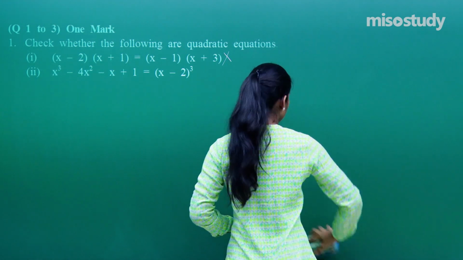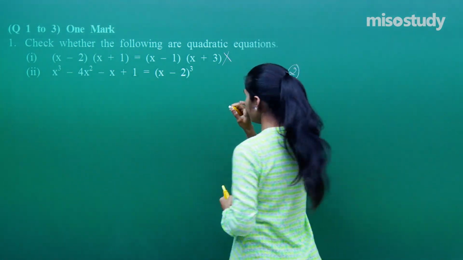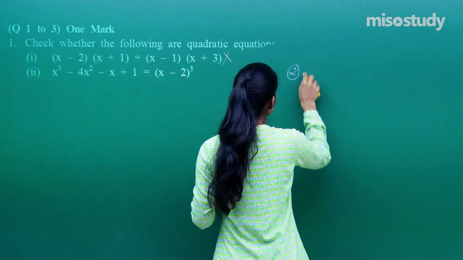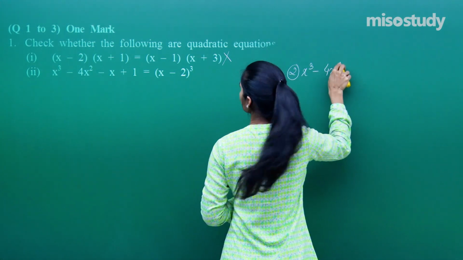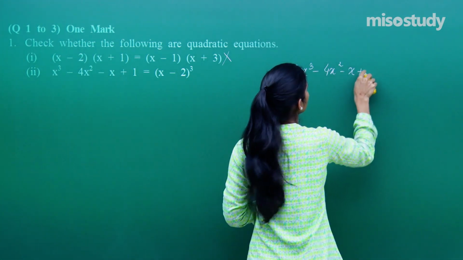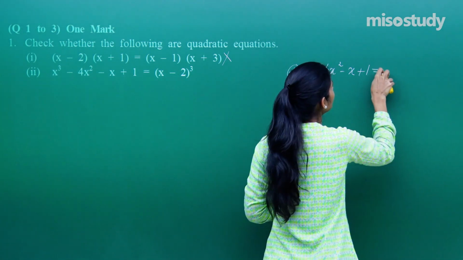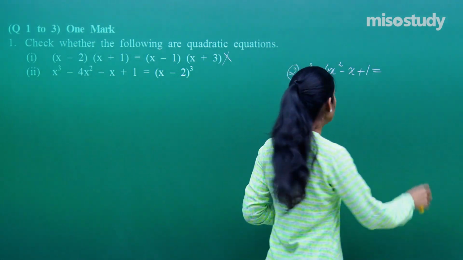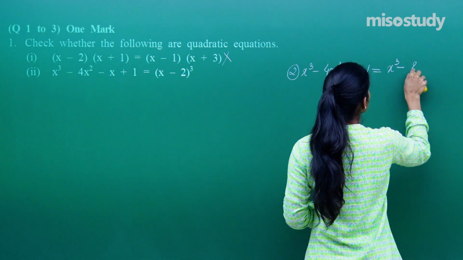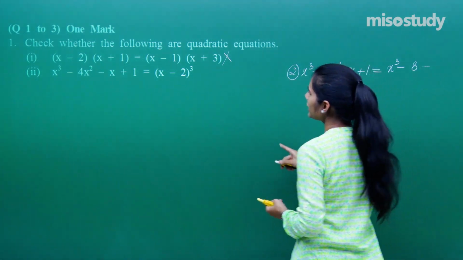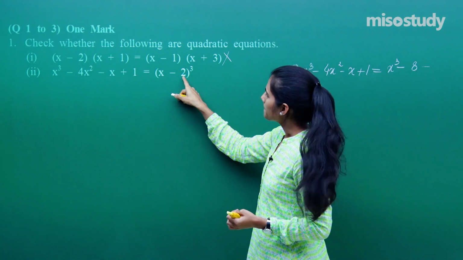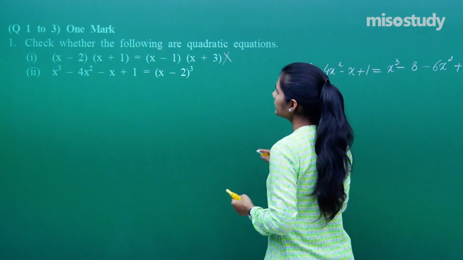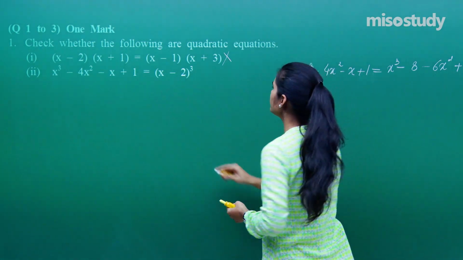If I now check the second one, at first look it looks like a cubic equation, power is 3. But let's try to simplify. You have x cube minus 4x square minus x plus 1 equals (x minus 2) whole cube. (a minus b) whole cube is a cube minus b cube minus 3a square b plus 3ab square. So you have a cube minus b cube minus 3a square b, so 3 into 2, 6x square, plus 3ab square. 2 square is 4, 4 into 3 is 12, 12x.